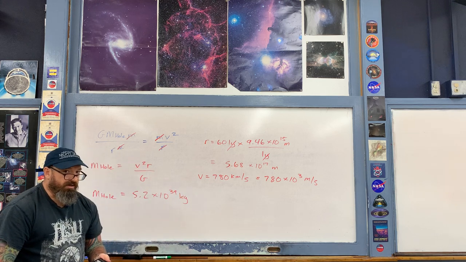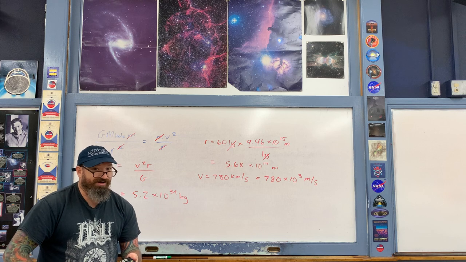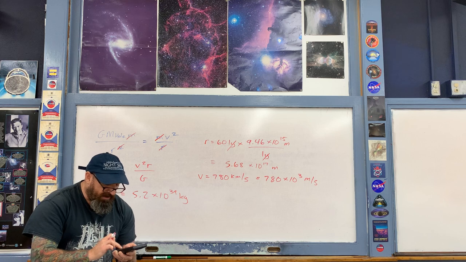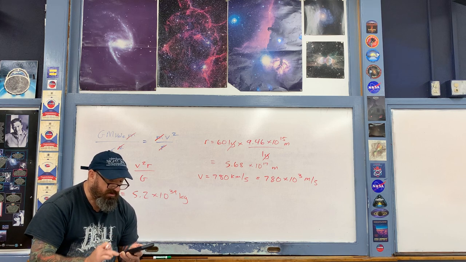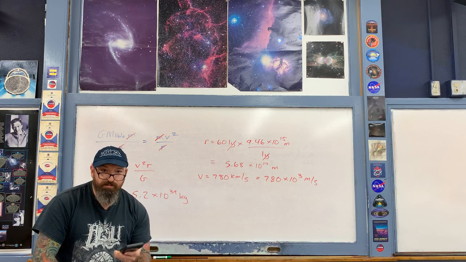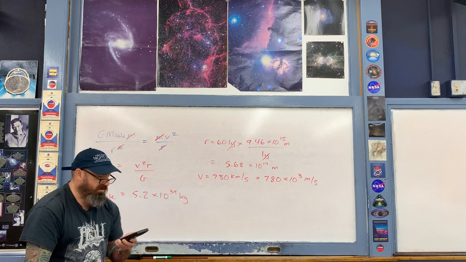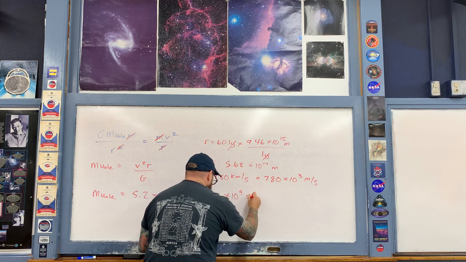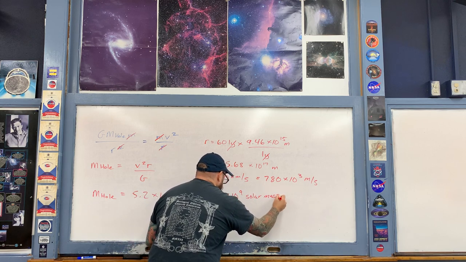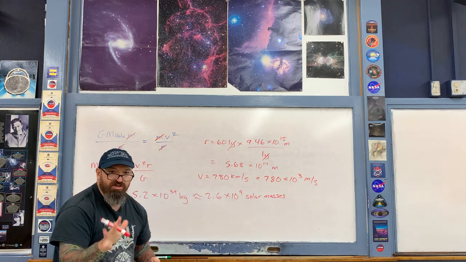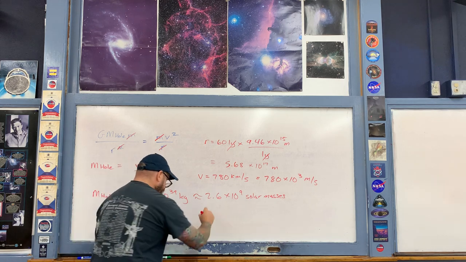kilograms. So you can see immediately that it's considerably bigger than the central supermassive black hole of the Milky Way. If I now divide out by the mass of the Sun, 2 times 10 to the 30th kilograms, there we go. I then end up now with the mass of this black hole in terms of solar masses. It's about 2.6 or so times 10 to the 9th solar masses. But 10 to the 9th is a billion. So we're talking about 2.5 billion solar masses, give or take.